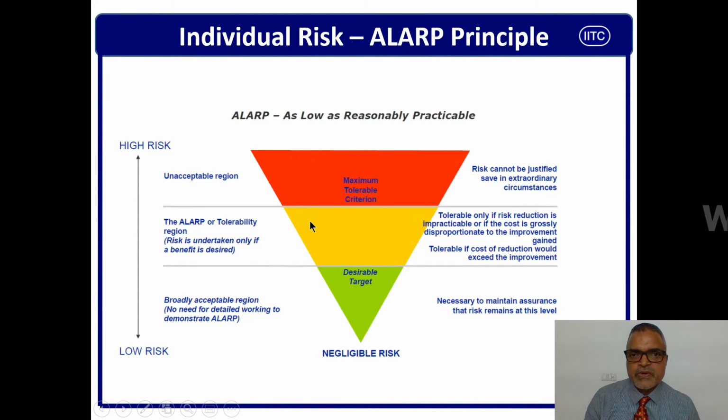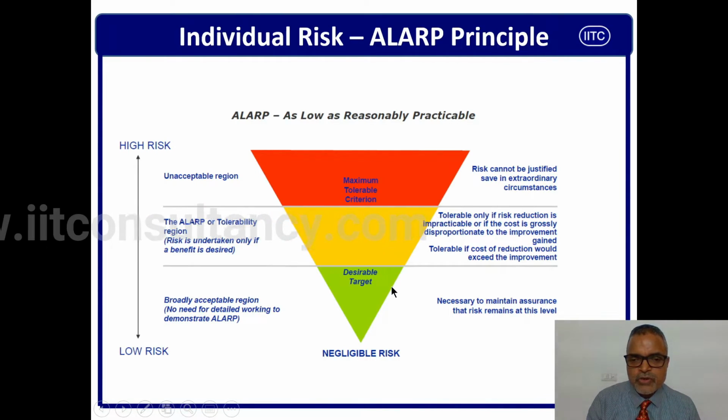So guys, now we are going to see the individual risk ALARP principle. If you see a triangle, this triangle is known as an ALARP triangle. On the top side of the triangle, this is a red legend. It is the maximum tolerable criteria. Then you see the yellow region of the triangle. This is the ALARP zone. And the bottommost of the triangle is green. This is the desired target, you can say.